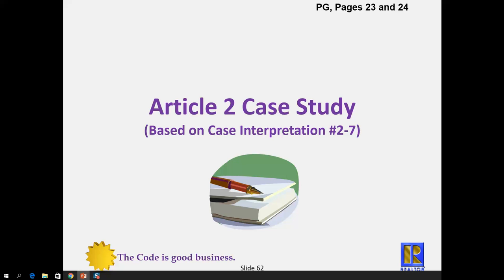Please read through the case study on pages 23 and 24. Break up into groups of 5 to 6 people and discuss the questions on page 24 of your guide. Please pause this video and resume when you've completed. This should again take no more than 8 minutes, and we'll discuss your answers when you return.